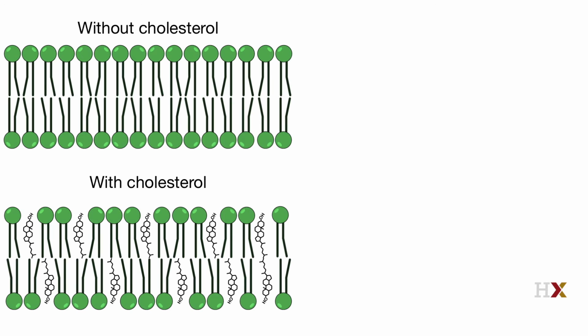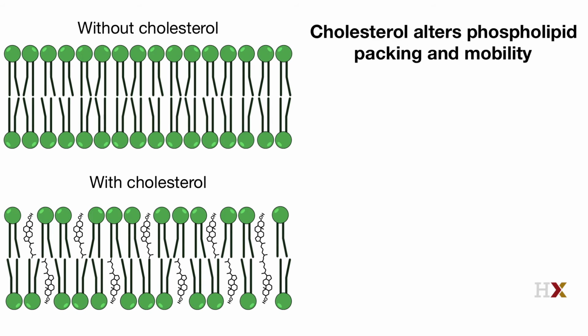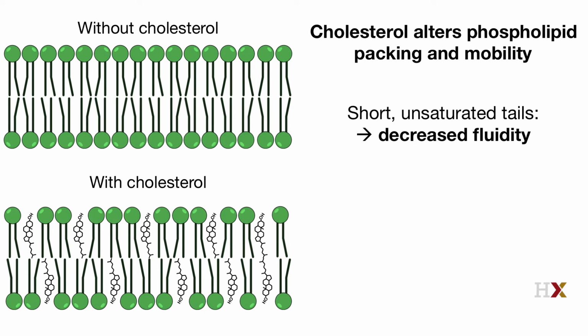Now, cholesterol molecules affect the fluidity of membranes. Remember that cholesterol is a very flat structure that can intercalate between the fatty acid tails in the membrane. The rigid structure of the cholesterol molecule will alter the mobility of phospholipids that have short, unsaturated fatty acid tails. It will decrease the fluidity of this membrane.